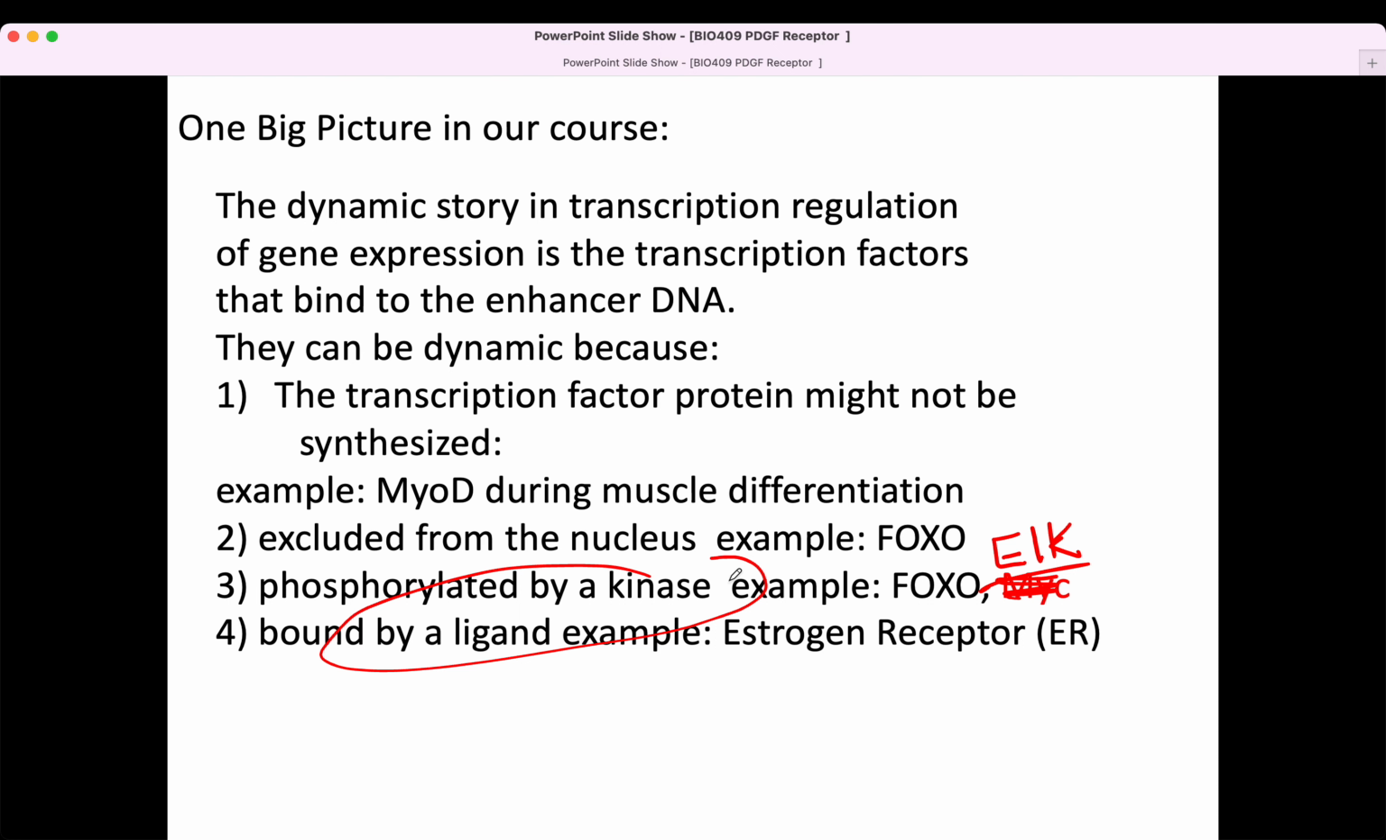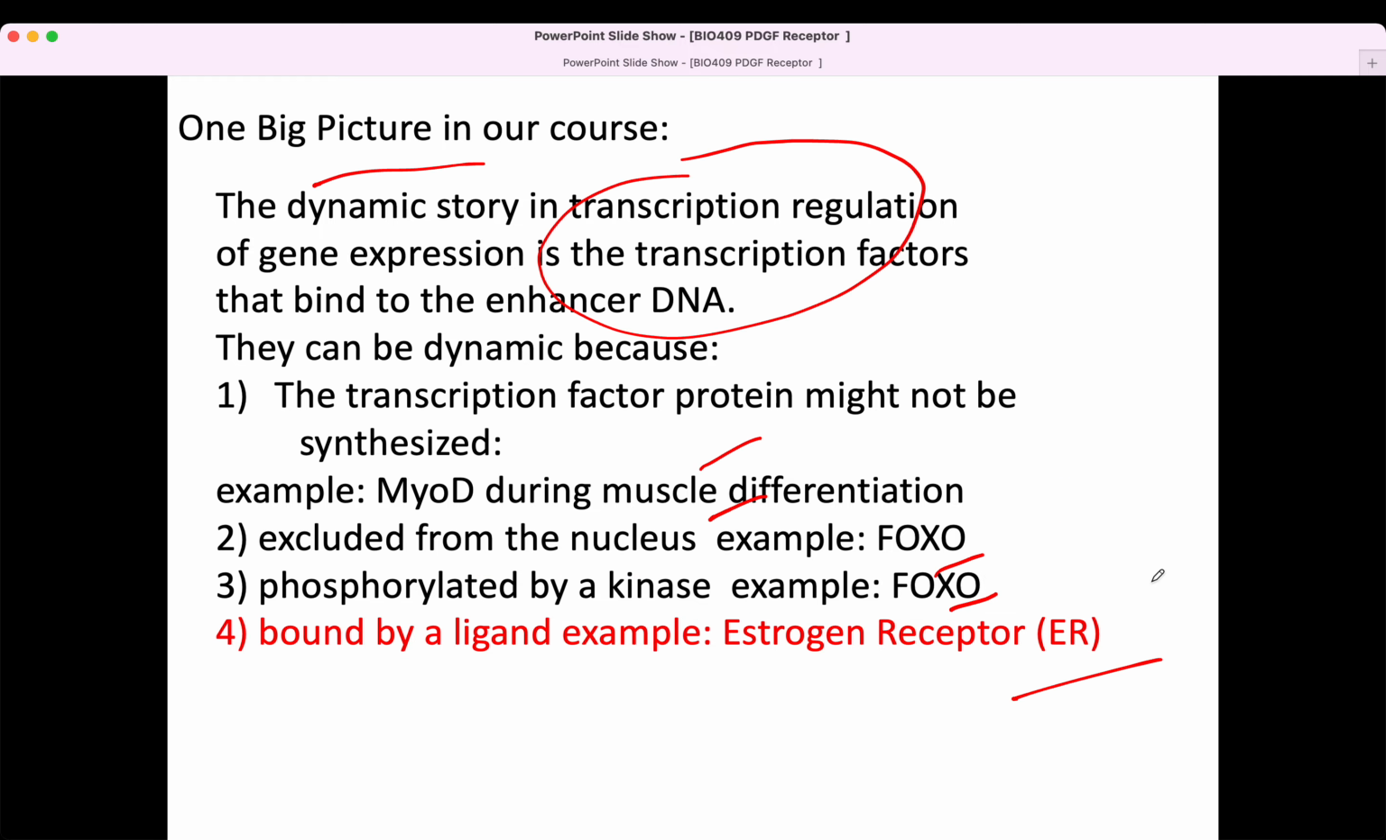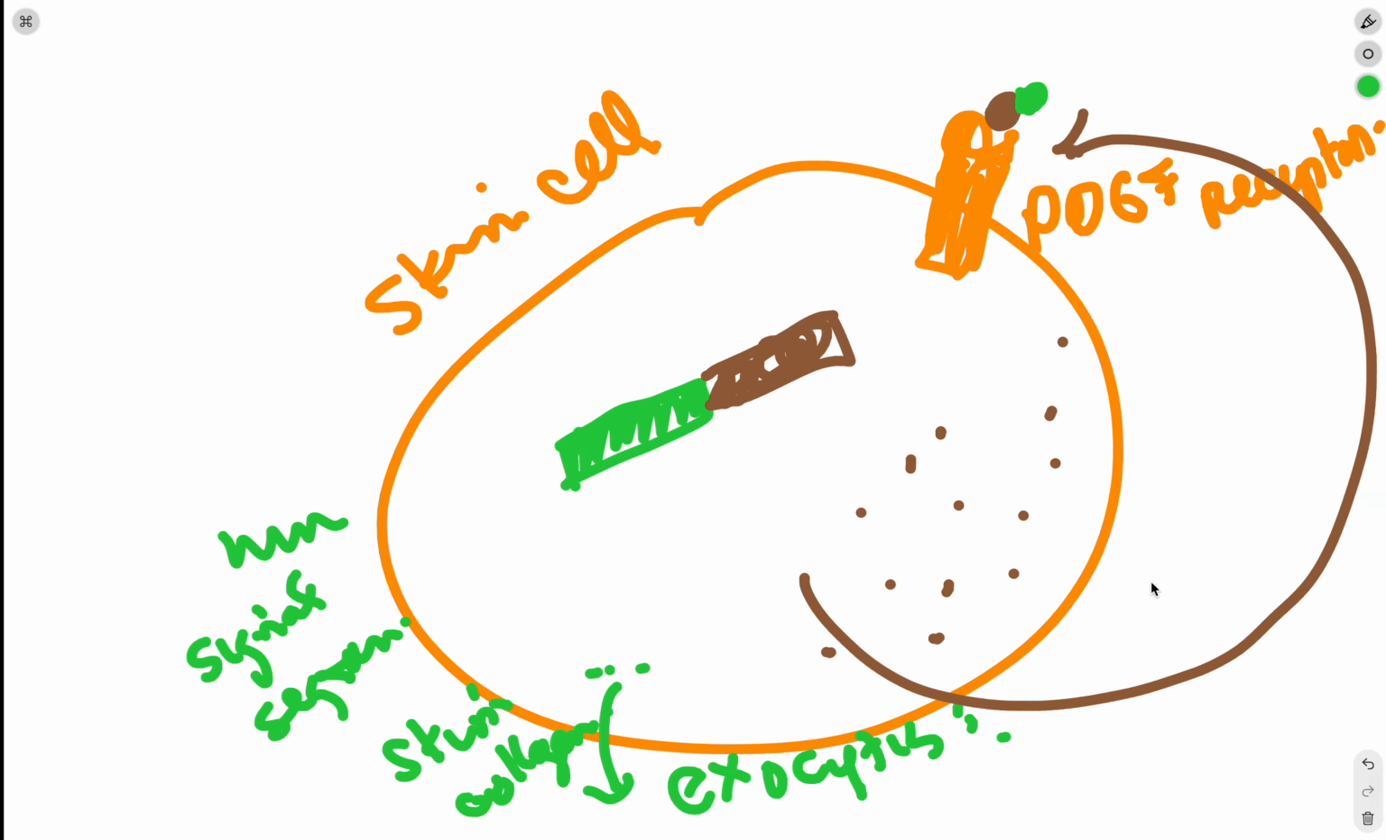FOXO is phosphorylated by kinase, like that. In that case, FOXO is inactivated, while in this case, phosphorylation activates ELK. And there are many more examples of transcription factors that get activated or inactivated by a kinase, by getting phosphorylated. So that's what we're going to especially focus on.